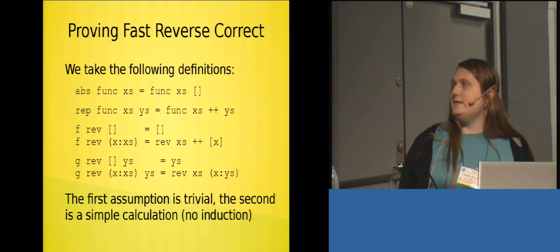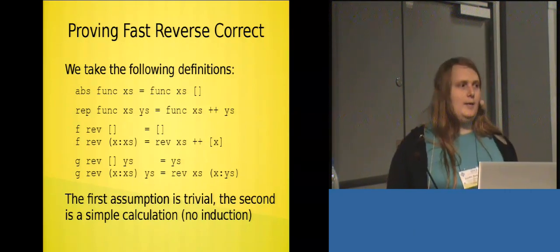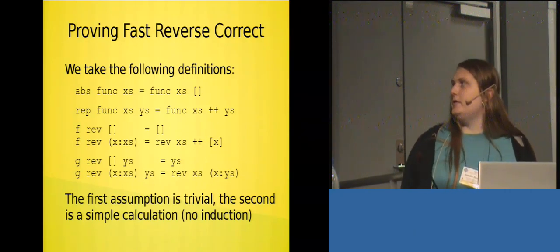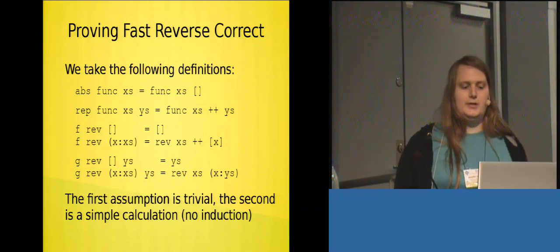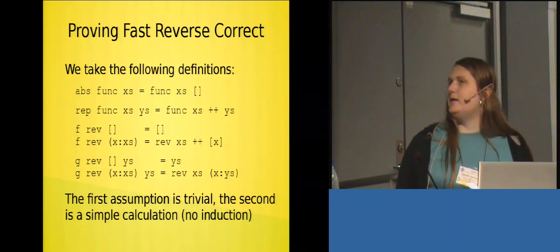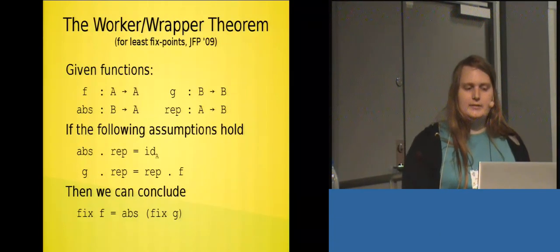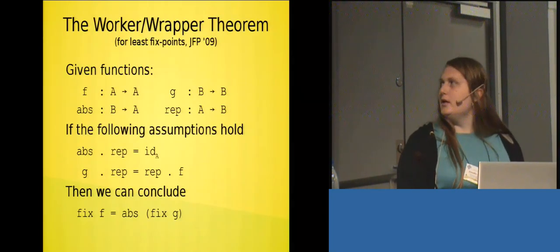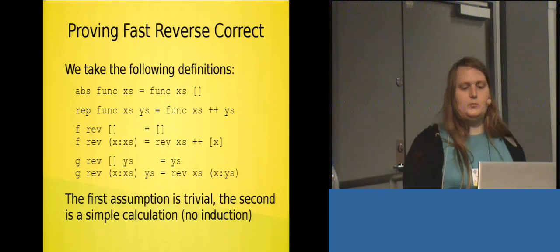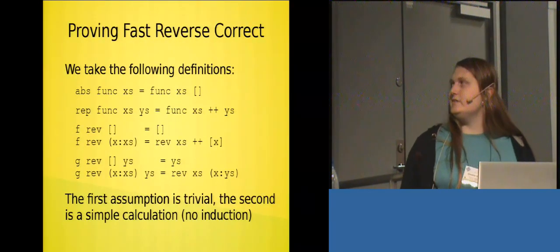So for fast reverse, we take this abs, rep, f, and g. I'm not going to go through the details, but it's fairly trivial to prove the first assumption. And the second one is quite simple as well. You don't have to do anything like induction. The induction is sort of captured in this theorem. So you don't have to worry about doing it sort of individually for each case you're concerned with.